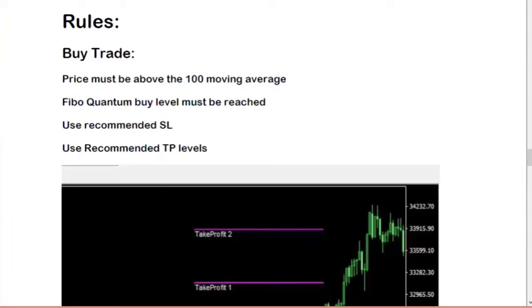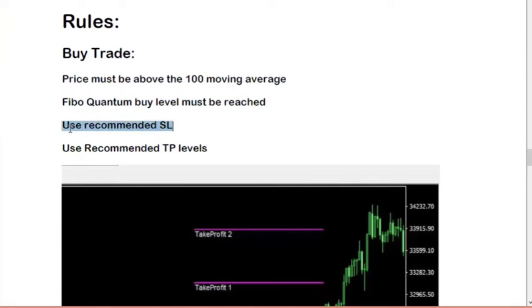All right. So these are the rules that you need to follow in order to open up a buy trade. Okay. So the first thing is the price must be above the 100-period moving average. I'll show you what all of this is in just a little bit, but just follow. The price must be above the 100-period. The buy price must be reached.